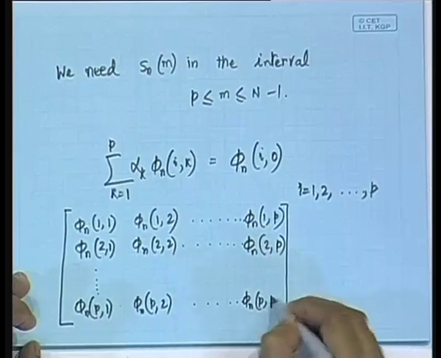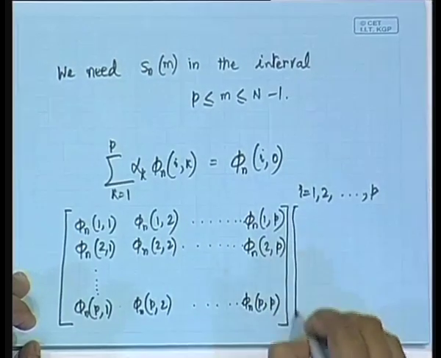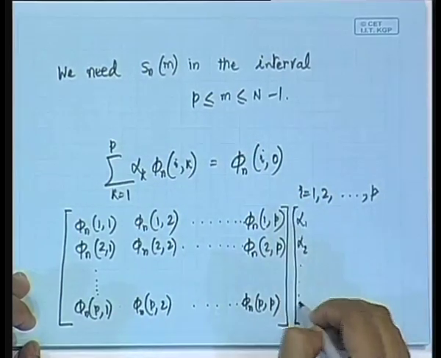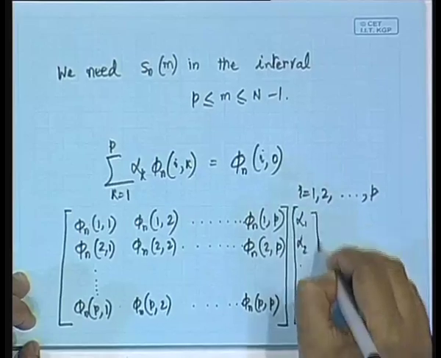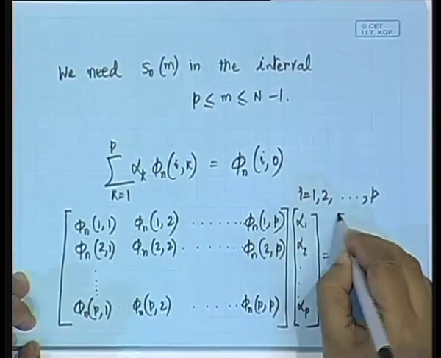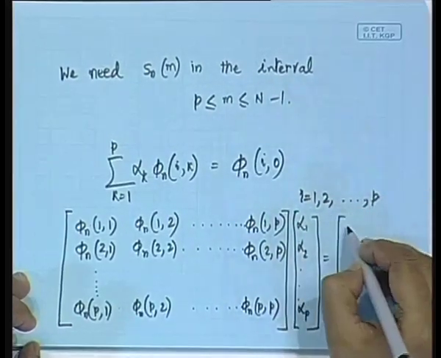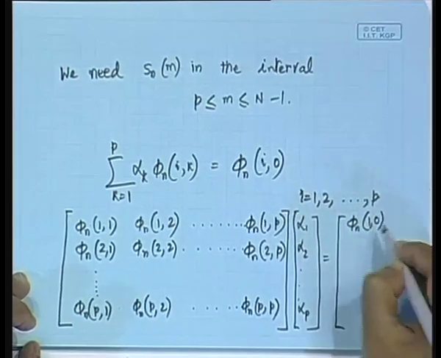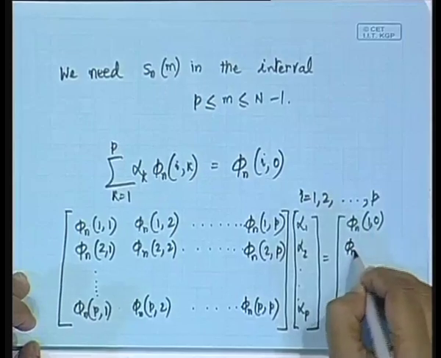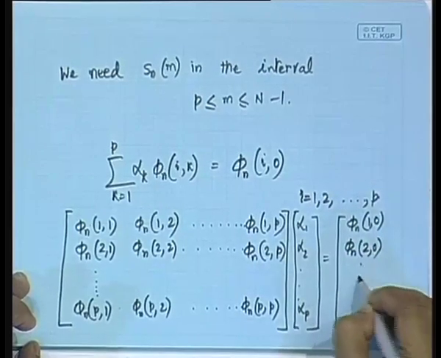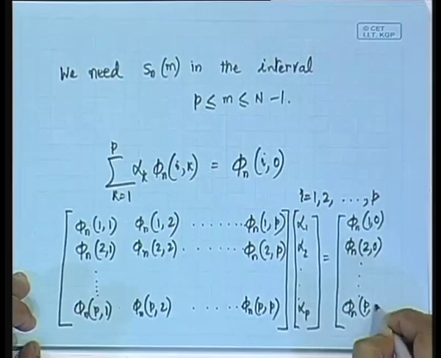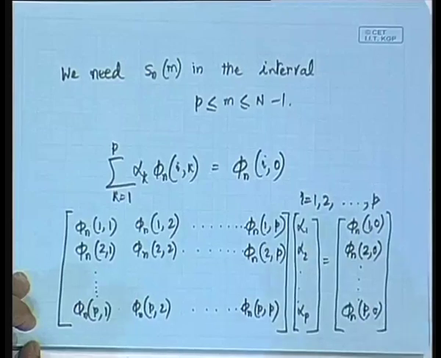So, this is also a p by p matrix that I wrote, and here as usual it will be alpha 1 up to alpha p, the column vector, and then we have to write here again this phi n. It will start with phi n 1 0 in the first row, then phi n 2 0, and the last will be phi n p 0. So, this is the matrix equation that we have.